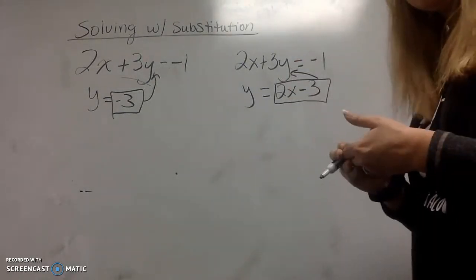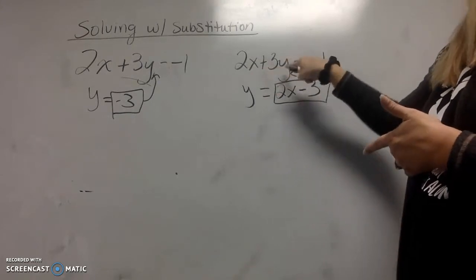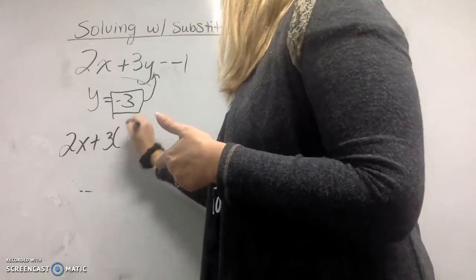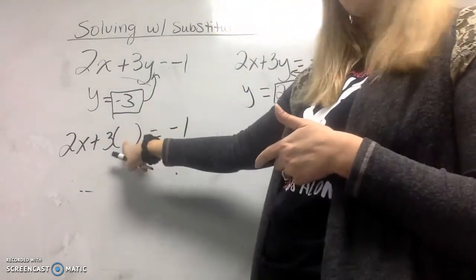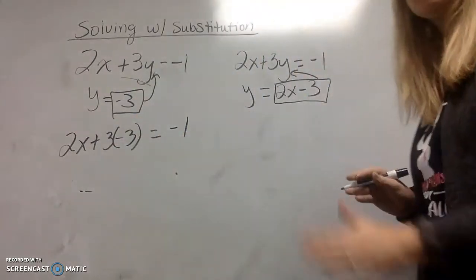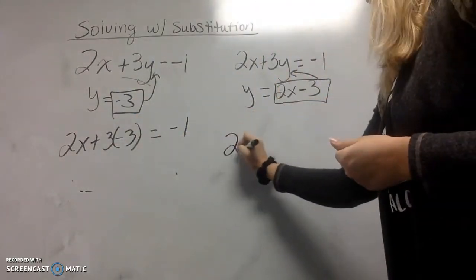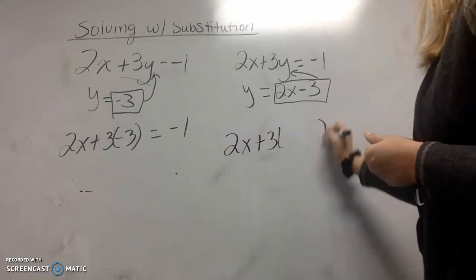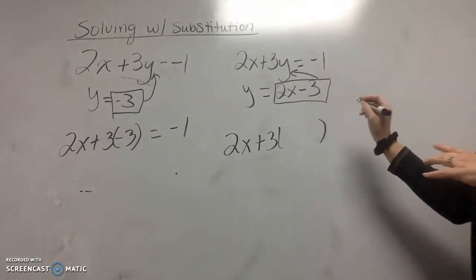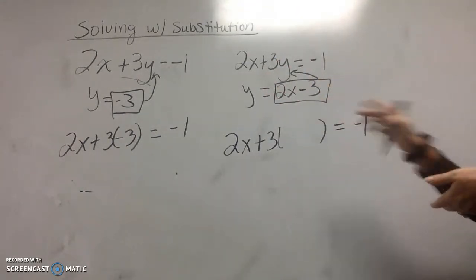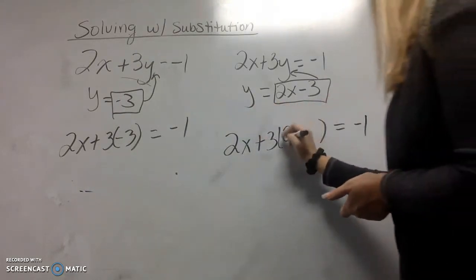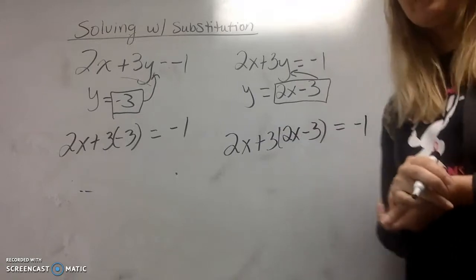Now I find the easiest way to do this is to rewrite this, leaving a blank. So over here, it would look like this, where I'm going to leave a blank for y because I'm substituting in for y. What is y? Negative 3, so I can plug it in. Same thing here. I'm going to say 2x plus 3, and I'm going to leave a blank. Notice I left a little bigger blank because it's an entire expression, equals negative 1. Now what do I fill that blank in with? What y is equal to, which is 2x minus 3.